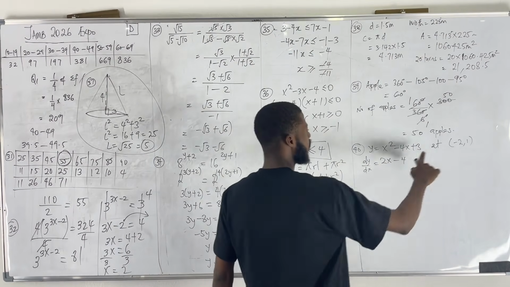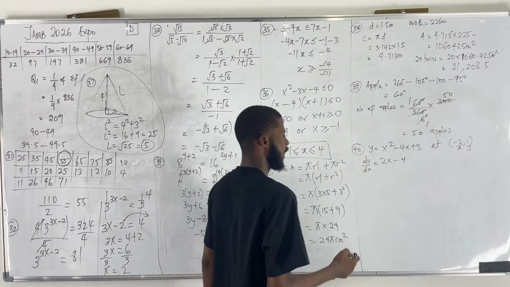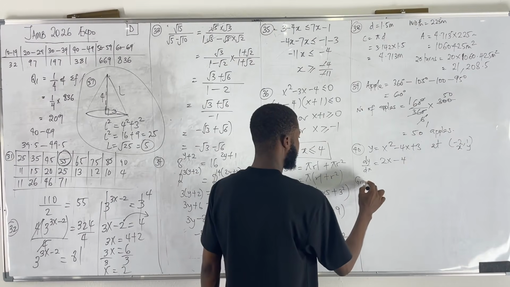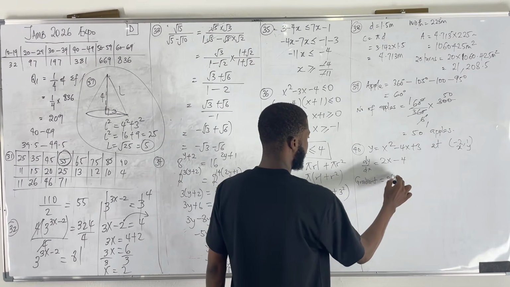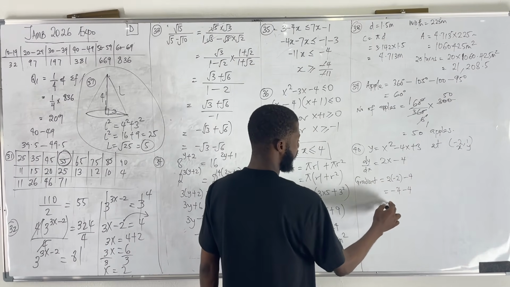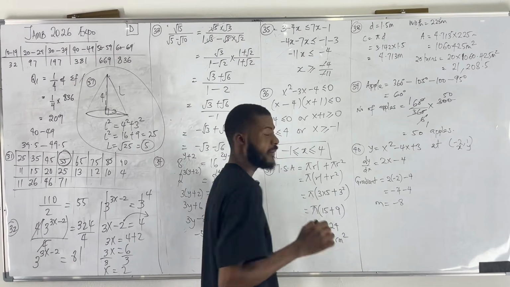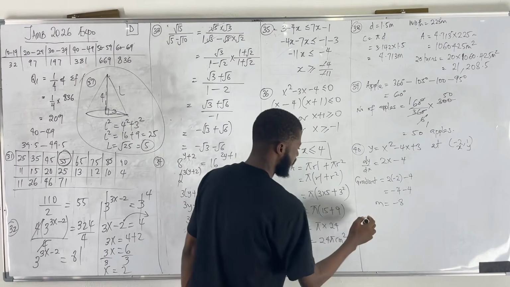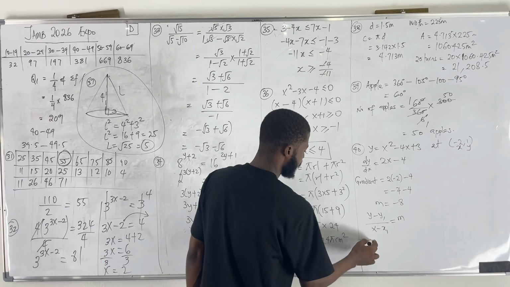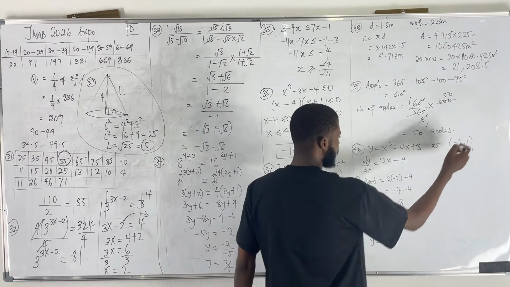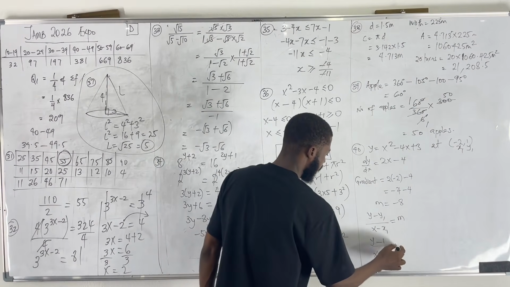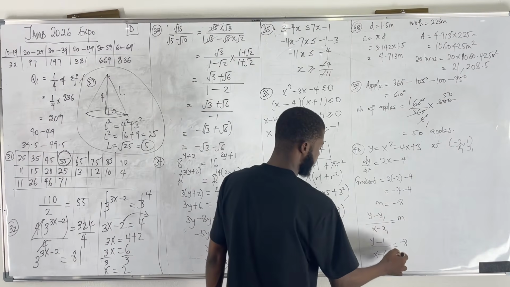Now if you look at this, this is x and this is y. So anywhere you see x here, you're going to put minus 2. So this is our gradient: 2 brackets minus 2, minus 4. 2 times minus 2 is minus 4, and then you put your minus 4. So that's minus 8. So this is our gradient. Now remember that to get the equation of a line, it's (y minus y1) over (x minus x1) equal to the gradient. So y minus 1 over x minus minus 2 is equal to our gradient, which was minus 8.